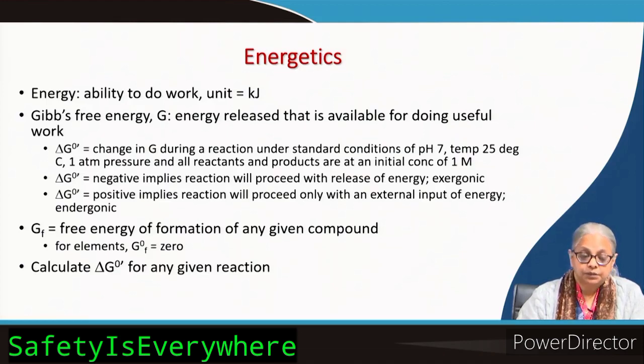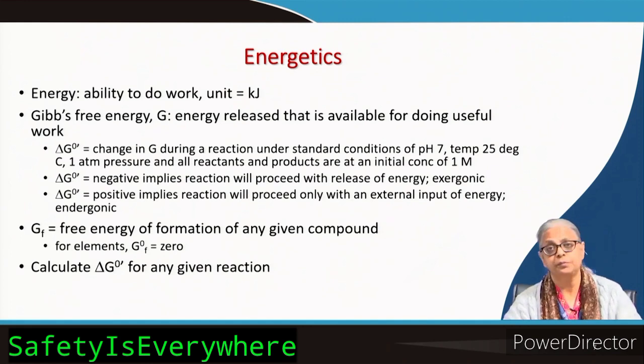In terms of determining delta G 0 for any reaction, you need to know the free energies of formation for all the reactants and products. So delta G0F is the free energy of formation for any compound. For elements, we assume that the delta G0F is 0. So given this information, you can refer to any standard chemistry textbook and you might be able to find these values and calculate delta G 0 dash for any given reaction.